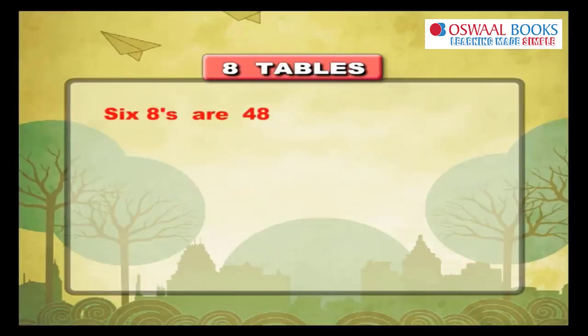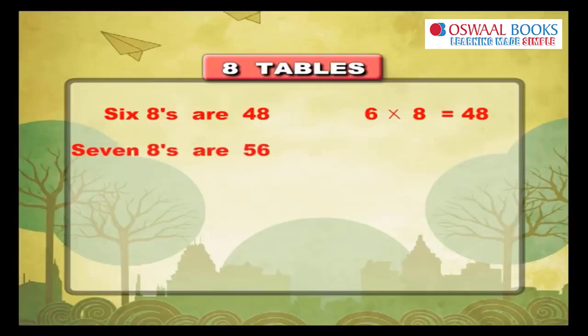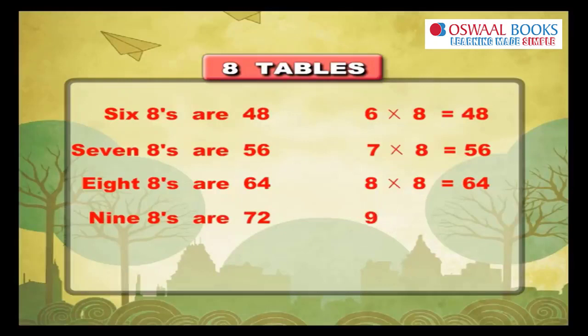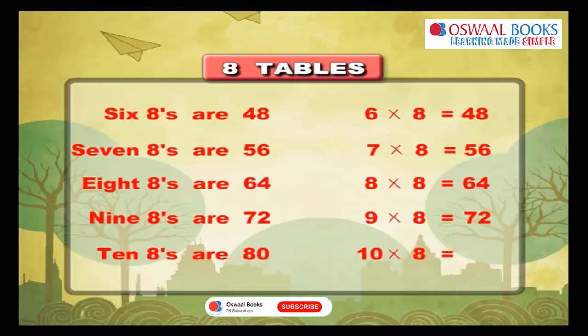6 eights are 48. 6 into 8 is equal to 48. 7 eights are 56. 7 into 8 is equal to 56. 8 eights are 64. 8 into 8 is equal to 64. 9 eights are 72. 9 into 8 is equal to 72. 10 eights are 80. 10 into 8 is equal to 80.